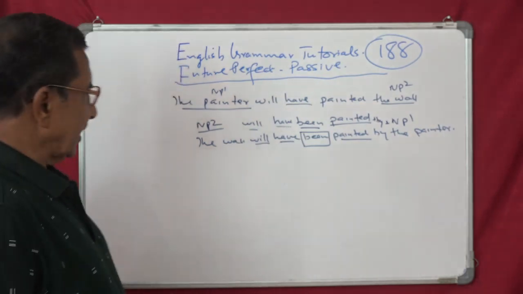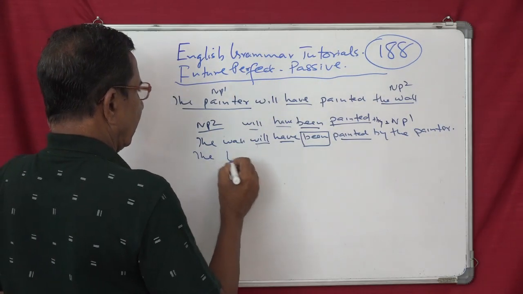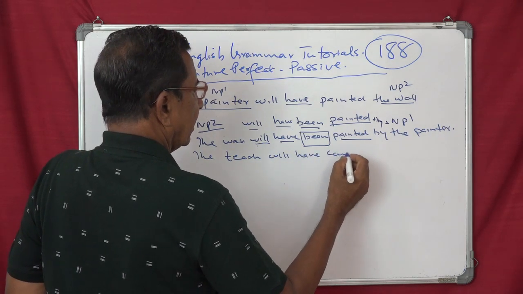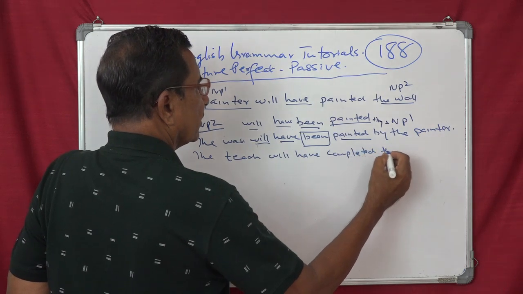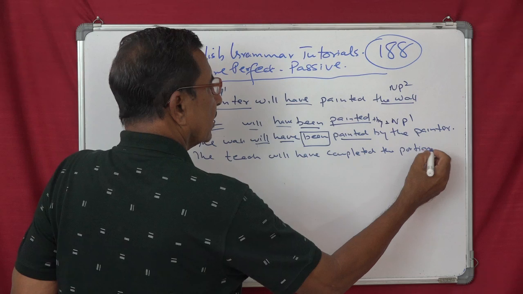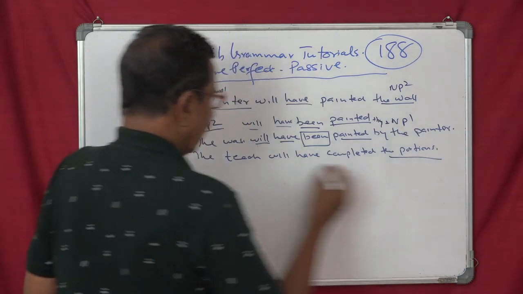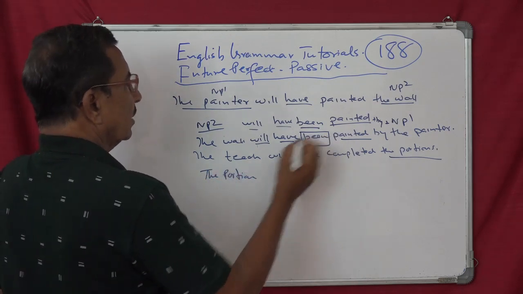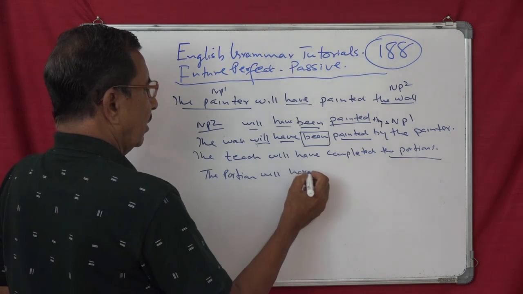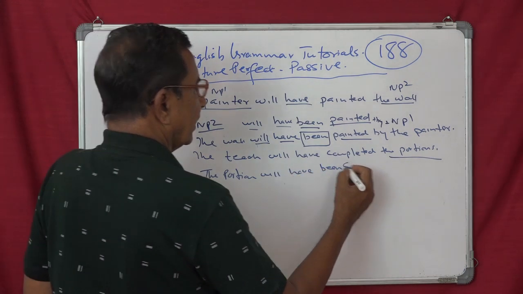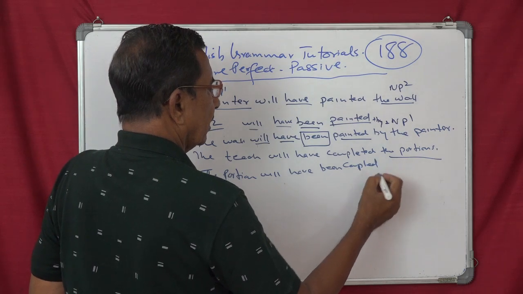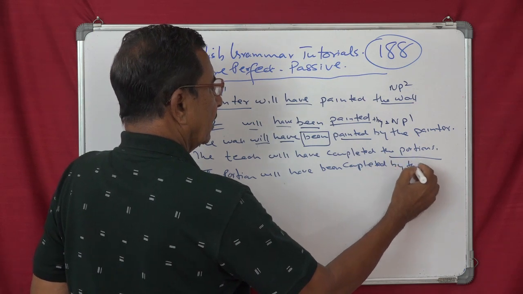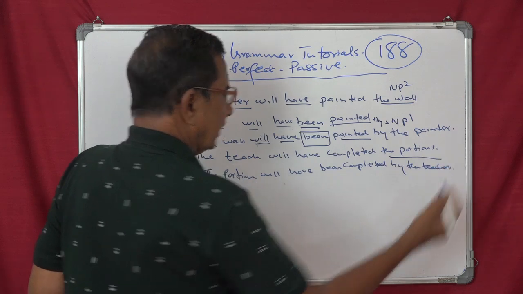Yes. Alright, let's do another example. The teacher will have completed the portions. Suppose you have a sentence like this. So this is NP2, it will come here: the portions will have been completed by the teacher. So this is how we change the statements.